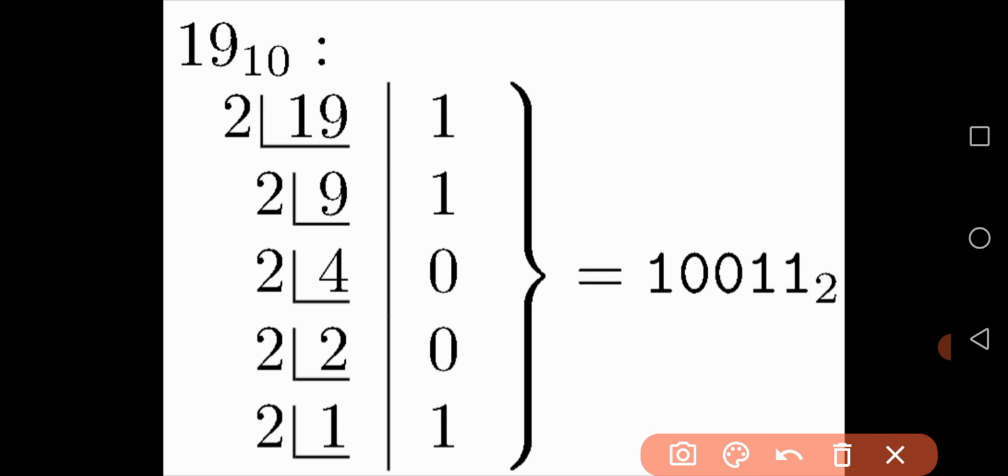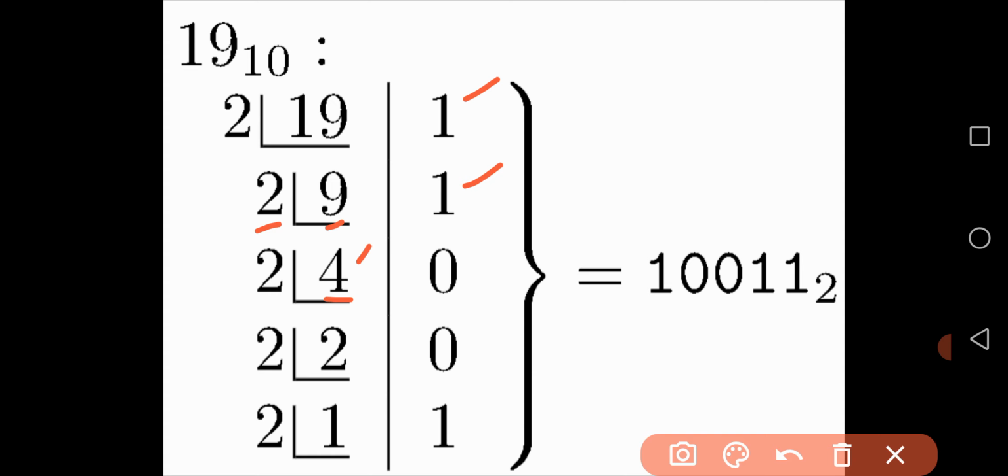Well, what you do is you write that number first and divide it by 2. Then the quotient is 9 and the remainder is 1. Remember, 9 multiplied by 2 is 18, so 19 minus 18 leaves the 1, which is the remainder. So you write the remainder here. Then you have 9 again, divided by 2, and the quotient is 4. 4 multiplied by 2 is 8, and 9 minus 8 is 1, which is the remainder.